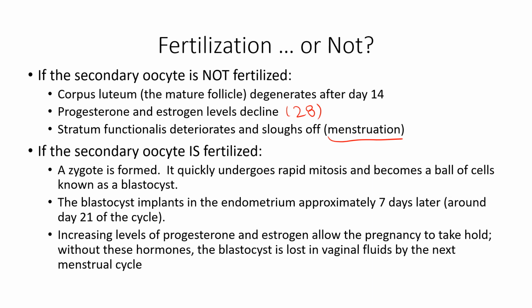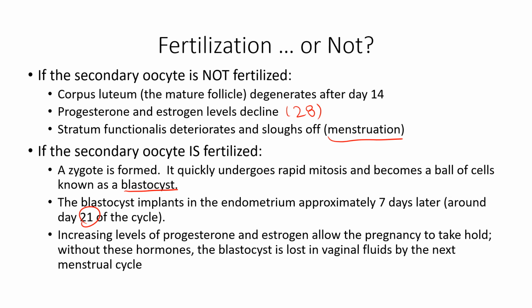If fertilization does occur at day 14 when ovulation is happening, then a zygote will be formed. It undergoes rapid mitosis and becomes a ball of cells called a blastocyst. It takes approximately 7 days for the blastocyst to travel to the uterus and find a suitable place to begin implantation. Implantation will often occur around day 21 of the menstrual cycle. That means that particular period will not come because implantation has been successful.